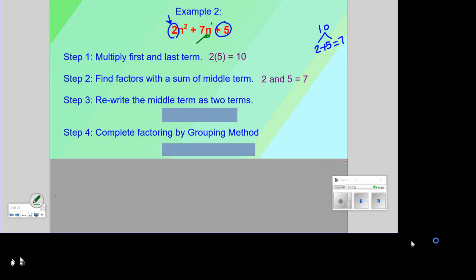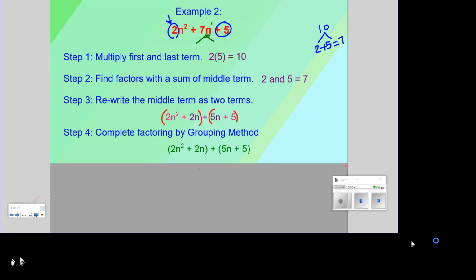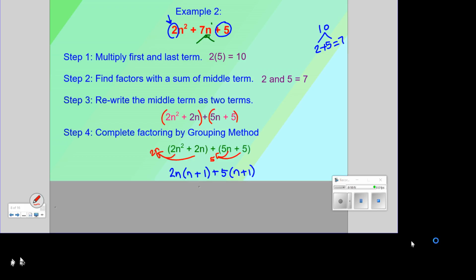So we're going to break 7n into a 2n and a 5n. They're both positive, so have plus signs there. From here, we finish by grouping. So group your first two together, group your last two together, and factor out the GCF from each grouping. So from the first two, we will be able to pull out a 2n from both terms. For the last one, we're able to pull a 5 out of both terms.